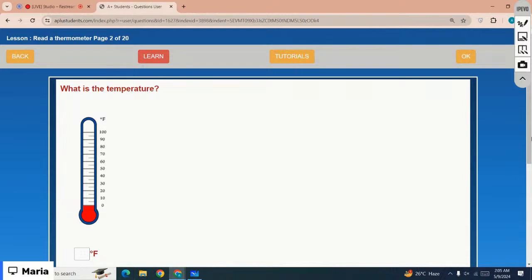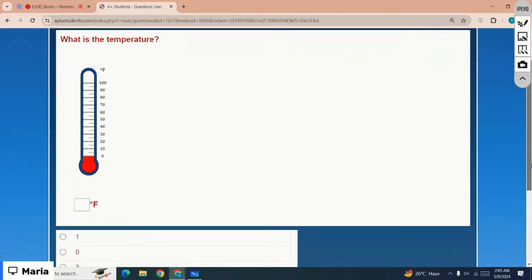Okay, what is the temperature? Which is the correct option? The correct option is 0 degree Fahrenheit, right? Here the unit is Fahrenheit. So the correct option is 0 degree F.